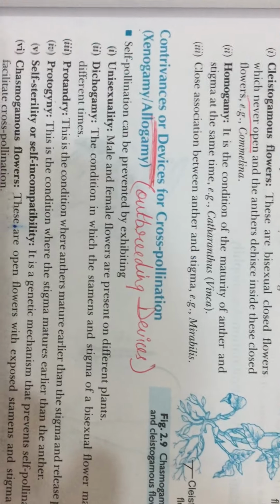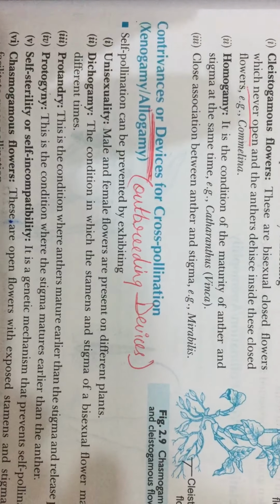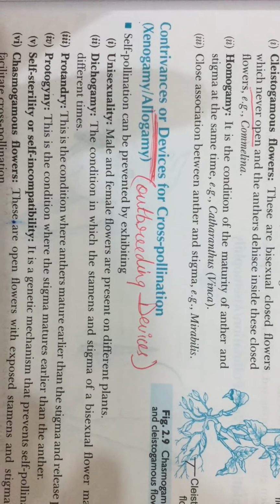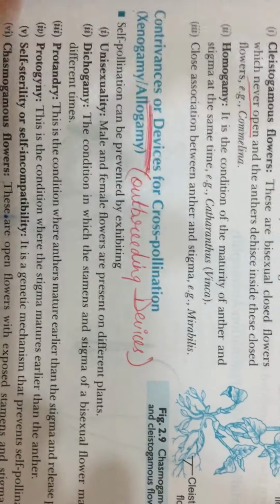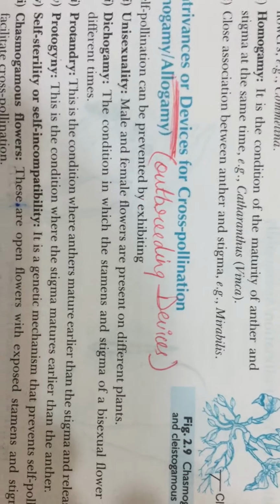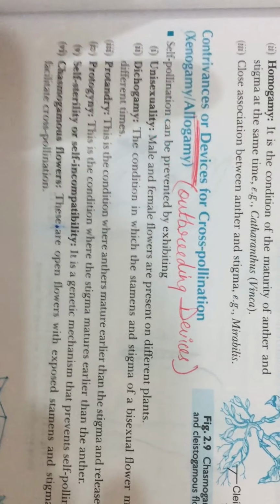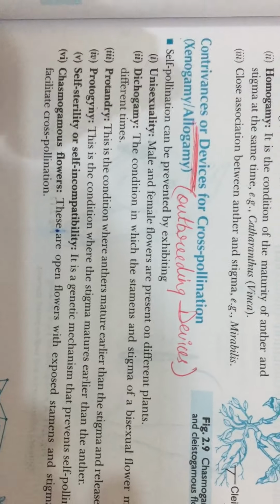The second example is that in some species, the anther and stigma are placed at different positions so that pollen cannot come in contact with the stigma, and this prevents autogamy. If they are present at different heights, the lengths are different, then they will not be able to transfer the gametes, and fertilization will not be there. It means self-pollination or autogamy is prevented in bisexual flowers.